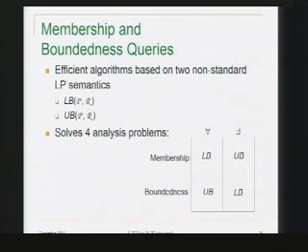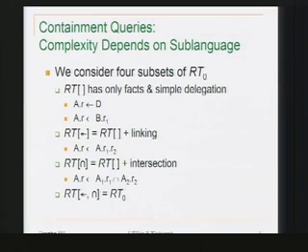So the evaluation of membership and boundedness queries can be done efficiently by using two non-standard logic programming semantics for program P. And I won't go into them here. Containment queries, on the other hand, their complexity, or the complexity of the analysis problem, depends on the sublanguage. So if we call this basic RT, it contains only facts and simple delegations. RT with linking, RT with intersection, and RT with both is just all of RT0.